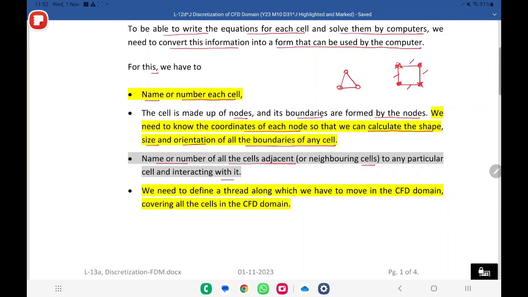Then we need to define a thread along which we move in the CFD domain, covering all the cells. Because the computer will be calculating one cell at a time. In parallel processing you may be doing 2, 3, 4 or whatever it is, but still you are not solving all the cells together.